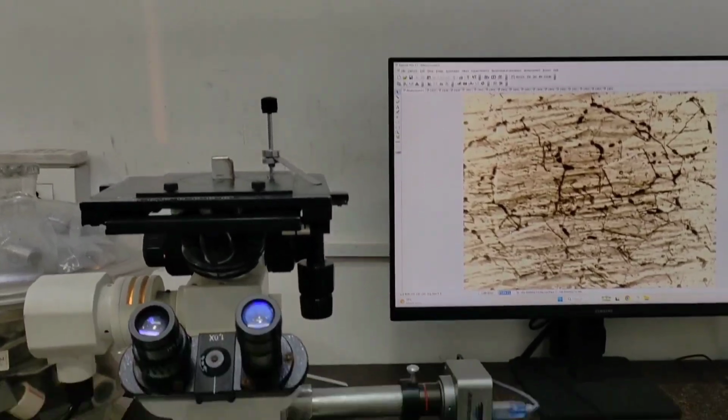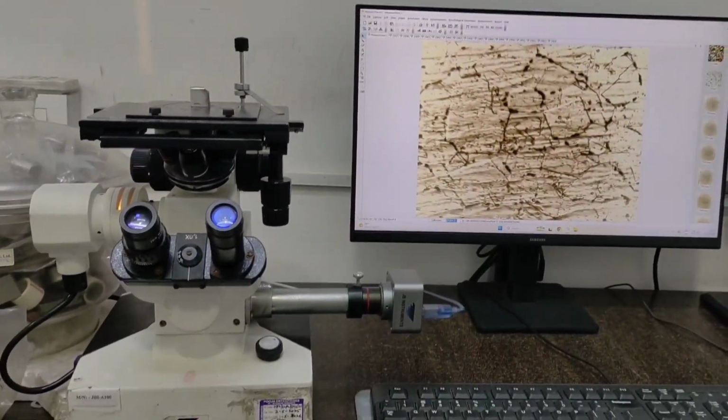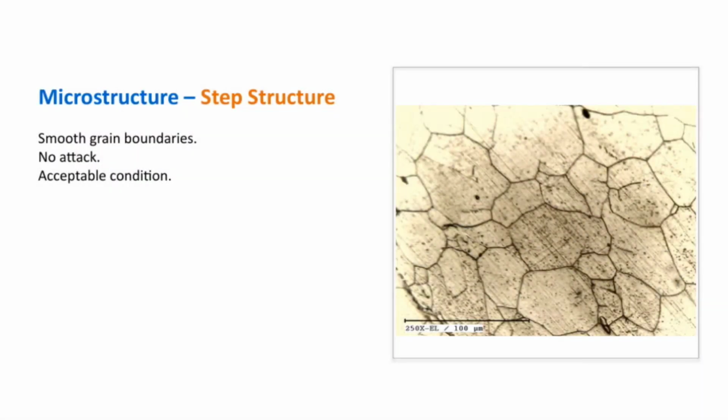Examine the etched surface on a metallurgical microscope at 250x to 500x. Let's take a closer look at the microstructure, specifically the step structure. When examining the grain boundaries, you'll notice they are smooth, which is a very positive sign. Smooth boundaries typically indicate good material quality and proper processing.